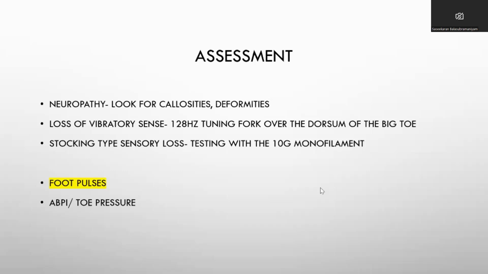And the next one is ABPI or toe pressure. This is again too much to ask from other clinicians. Even for the vascular surgeon, it's still not freely available in most parts of the country. But again, this is good if a patient comes to us with ischemic symptoms without an ulcer. These patients are high risk. So yes, that is also a very good examination or investigation. It is a kind of bedside investigation, you can call it, so very useful.